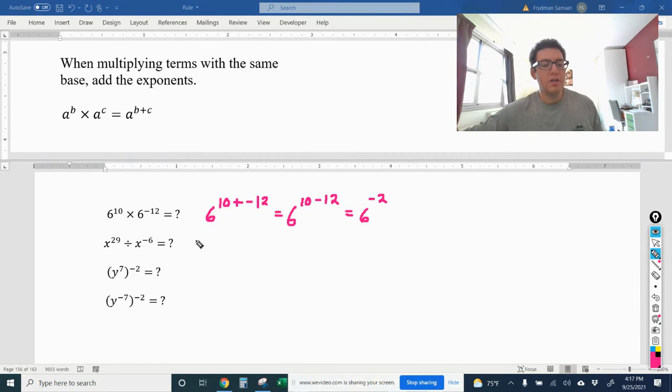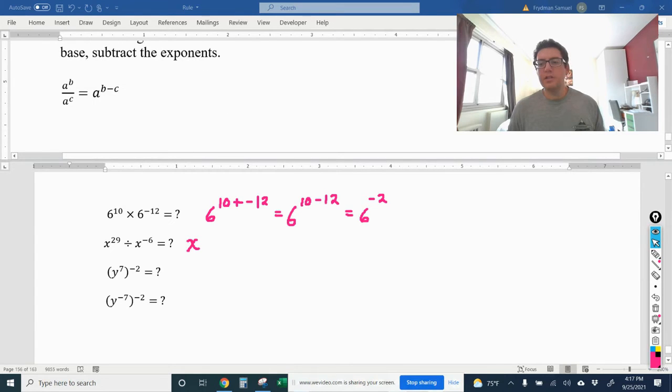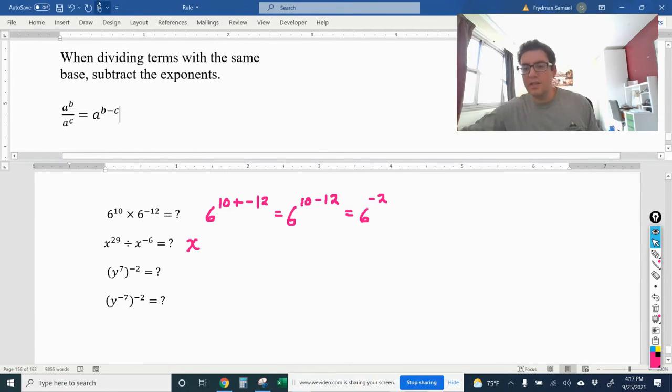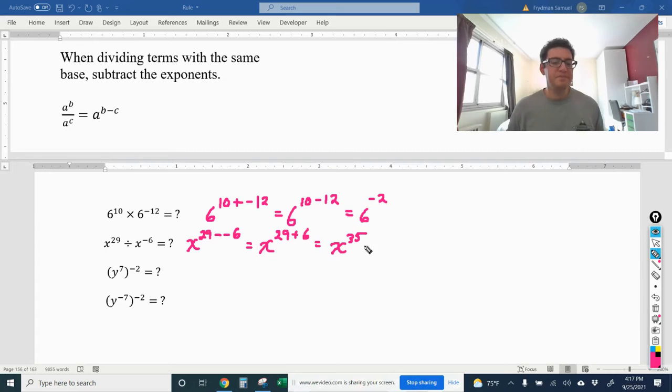Over here, we have x to the 29th divided by x to the negative 6th. So using the division rule, we said that was the same as x to the power of 29 minus negative 6, because we need to subtract the exponents if we're dividing. 29 minus negative 6 is the same as 29 plus 6, which is 35. So that's how we evaluated that one.